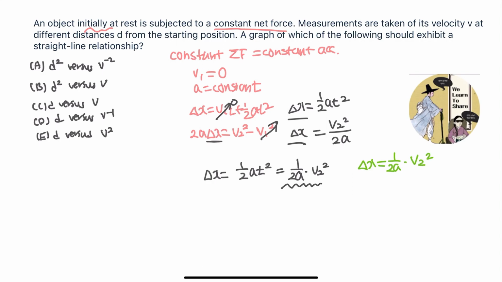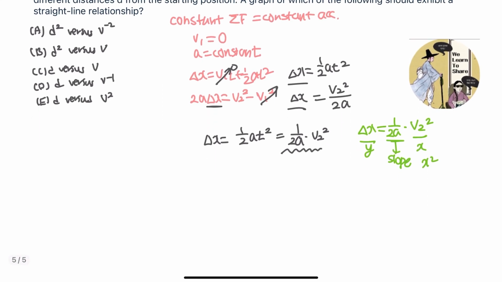Right? And when we look at this as an equation of a function, let's say that this is equal to y, and v2 is the same as x, so it'll be x squared, and then you would have this as your slope, as a constant, right? And so if you draw a graph with d, or delta x, the distance or displacement, over here, and then v squared over here, which is the same as x squared, you're going to have a straight slope relationship like this, right?